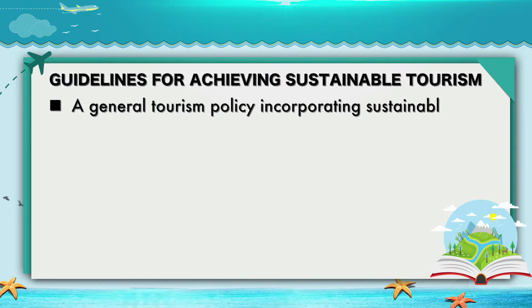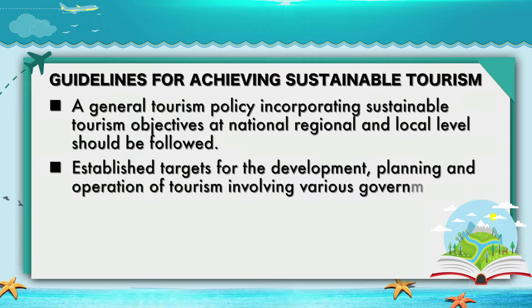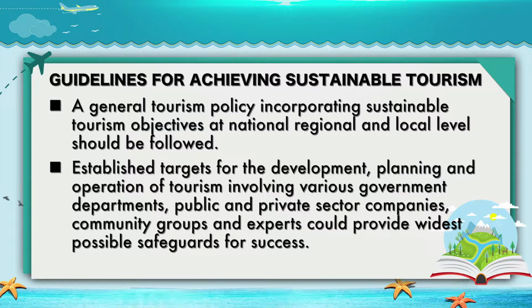Dear learners, what can be the guidelines for achieving sustainable tourism? These are the various guidelines that have to be followed to achieve future sustainable tourism, because in sustainable tourism we are talking about the future generation. A general tourism policy incorporating sustainable tourism objectives at national, regional and local level should be followed. Established targets for the development, planning and operation of tourism, involving various government departments, public and private sector companies, community groups and experts, could provide the widest possible safeguard for their success.